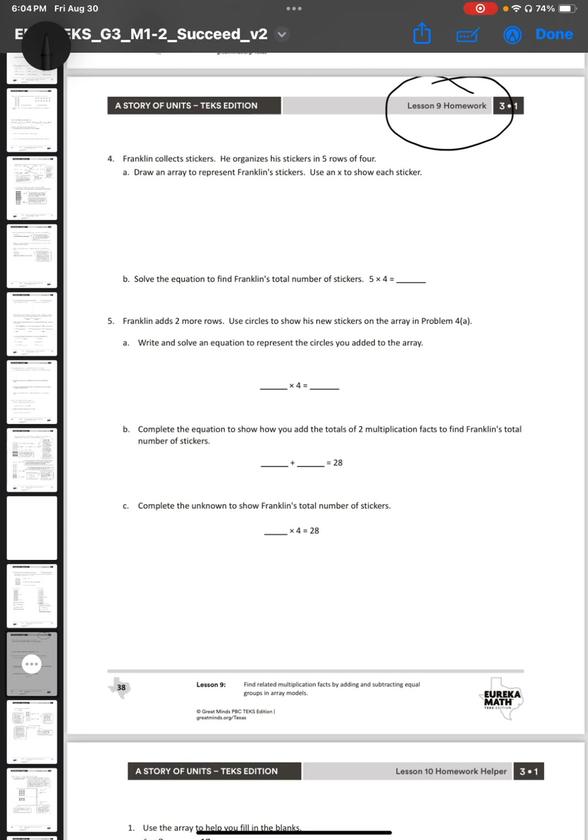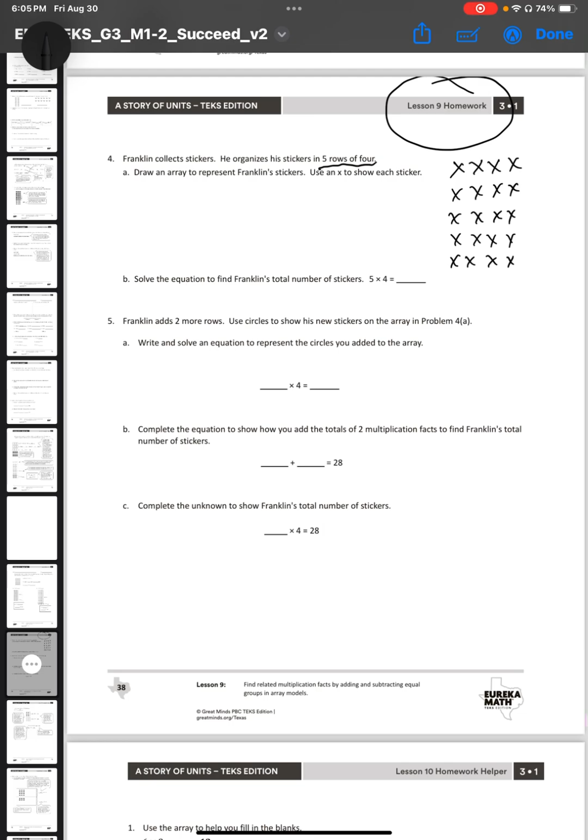Problem 4 says, Franklin collects stickers. He organizes his stickers in 5 rows of 4. Draw an array to represent Franklin's stickers. Use an X to show each sticker. So I'm going to make his array first. It tells me there are 5 rows of 4.